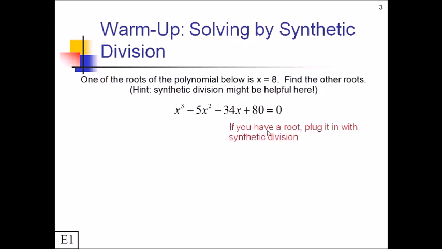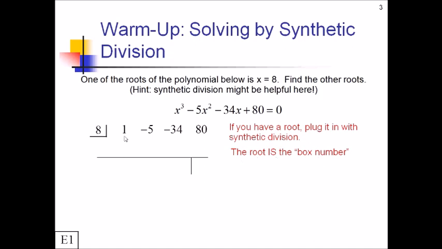So if they give you one of the roots, why not just plug it in with synthetic division? Let's see what happens. So we've got coefficients of 1, -5, -34, and 80, and the box number will be the root that they just gave you. So we'll plug 8 in here, bring down that first one, times 8 gives us 8, plus -5 gives us 3, times 8 gives us 24, plus -34 is -10, times 8 is -80, plus 80 is 0.